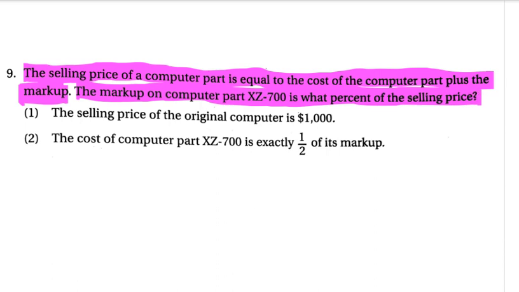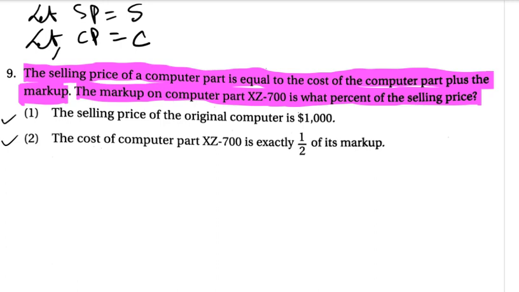Now the first condition is given as the selling price of the original computer is 1000, and the cost of the computer part, this is exactly half of its markup. So let's see which condition satisfies, and we may have to combine the two conditions also. So let's first of all make an equation. Let SP be equal to S, let CP be equal to C, let markup be equal to M.